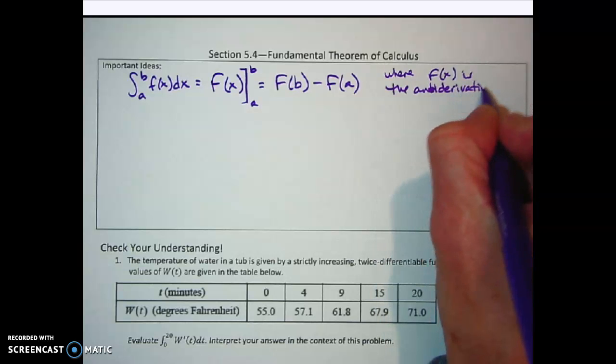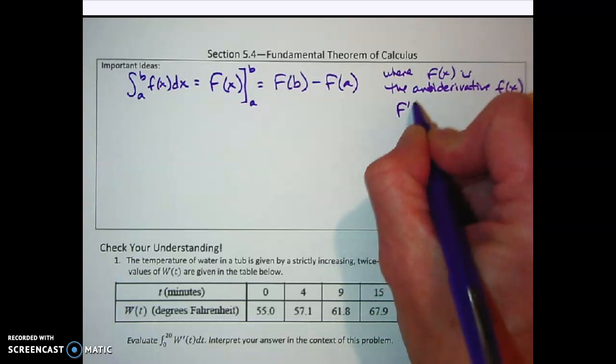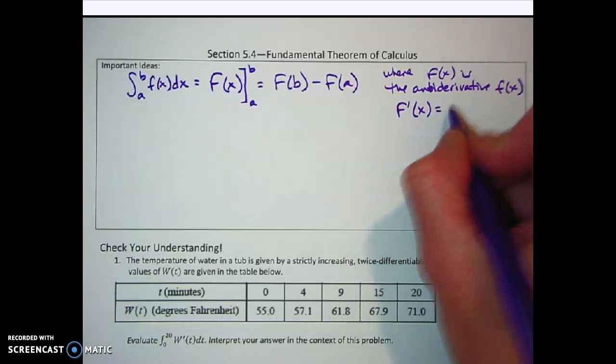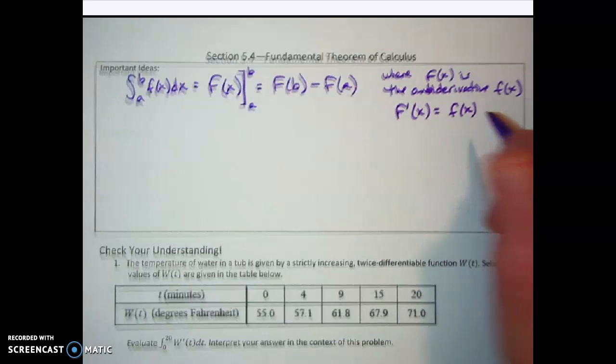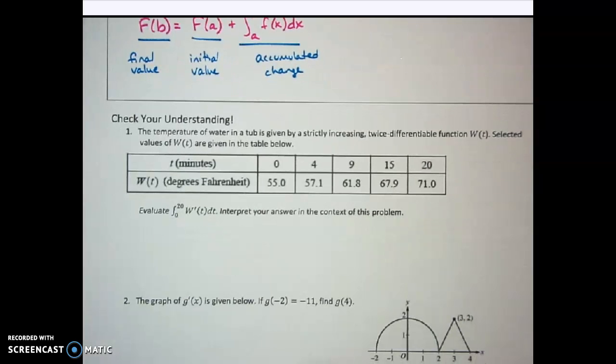Big F, and little f. In other words, big F prime of x equals little f of x. Rearranging what we have above, this is basically the format that we used for number 6 on the first page. Now let's check our understanding.